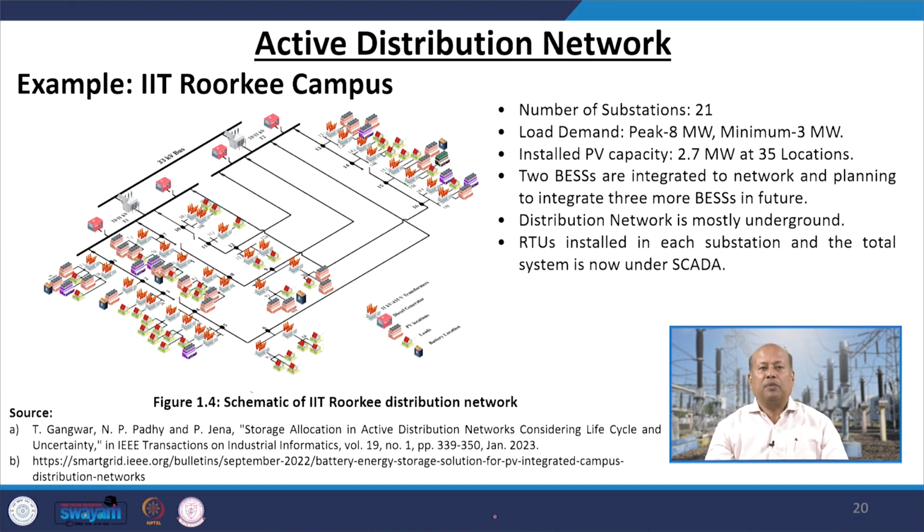So, the IIT Roorkee distribution network has 21 substations, and we experience a peak load of close to 8 megawatts and a minimum of 3 megawatts. We have PV installations on 35 different rooftops with a magnitude of 2.7 megawatts, and battery energy storage systems are integrated into the network, currently located at two different points. One is the electrical engineering department, and the second is the old humanities building, especially to cater to the energy requirement of the Mehta Family School of Data Science.